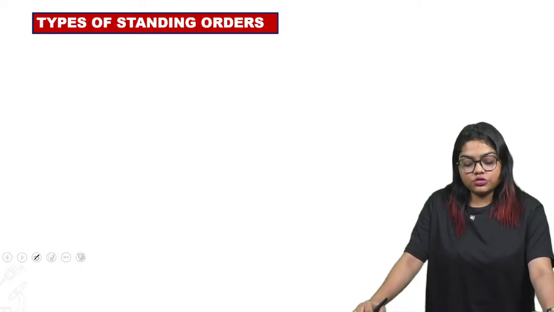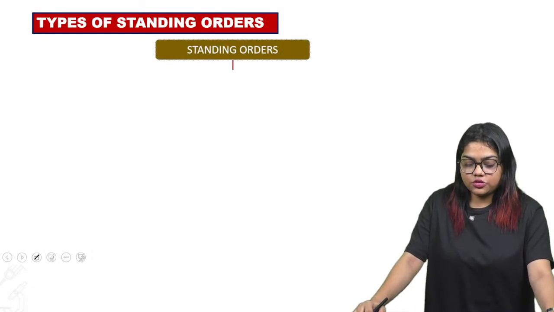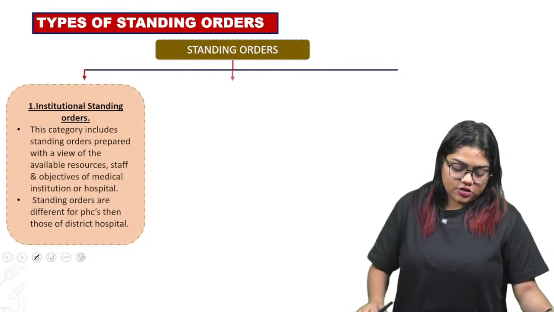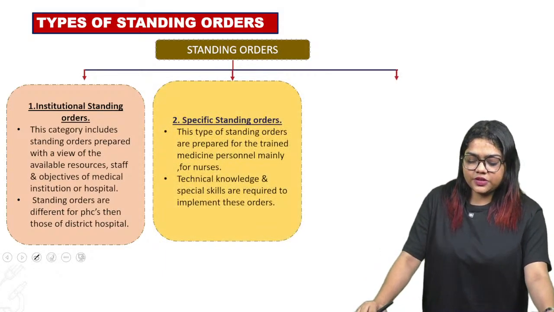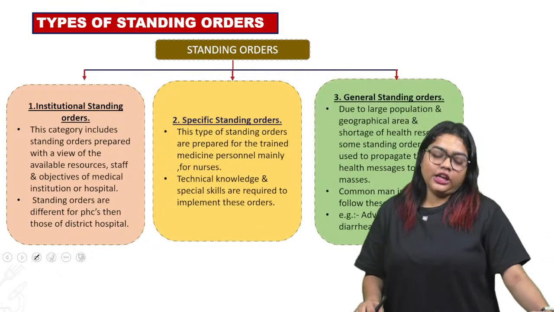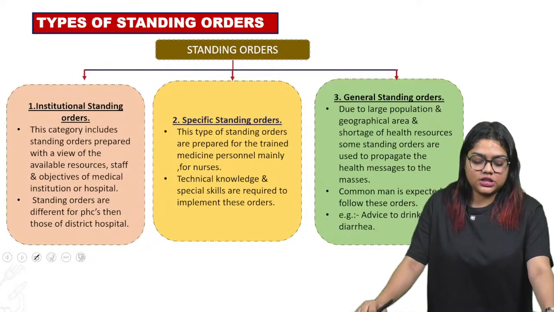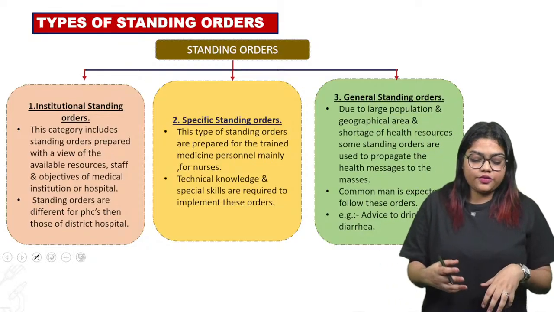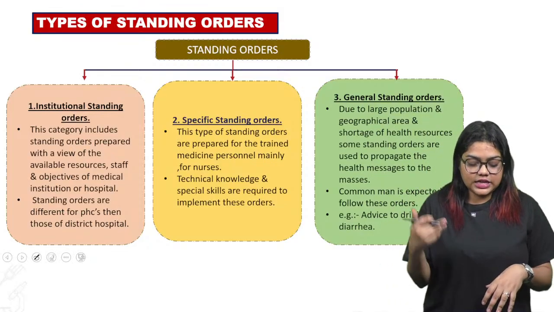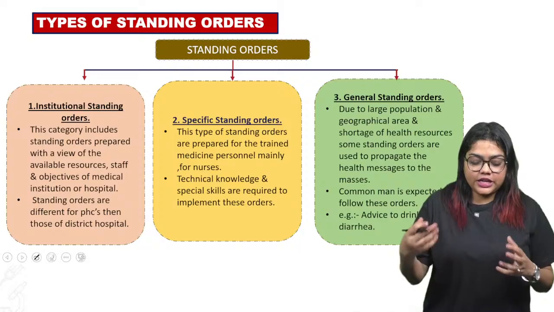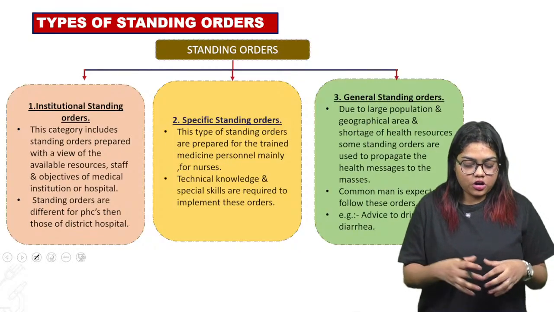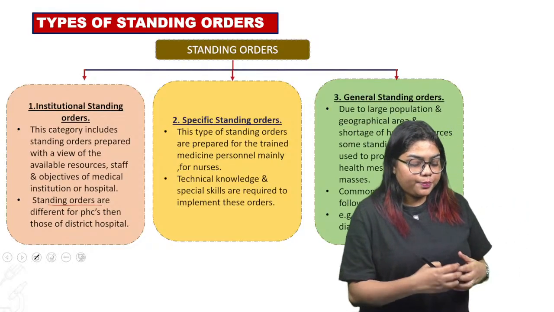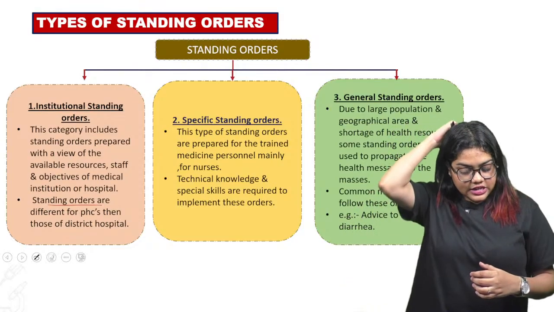Now let's move on to the types of standing orders. What are the types of standing orders? Standing orders include instructional standing orders, specific standing orders, and general standing orders. So what are instructional standing orders? It is the category which includes standing orders prepared with a view to available resources, staff, and objectives of the medical institution or the hospital. Standing orders at the PHC are different from those at the district hospital.